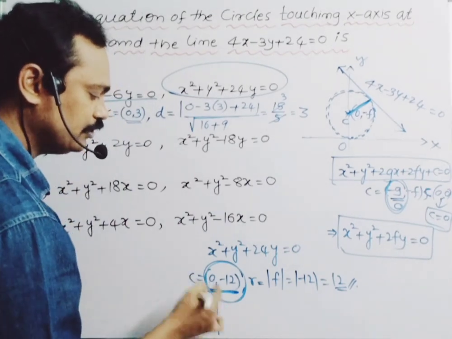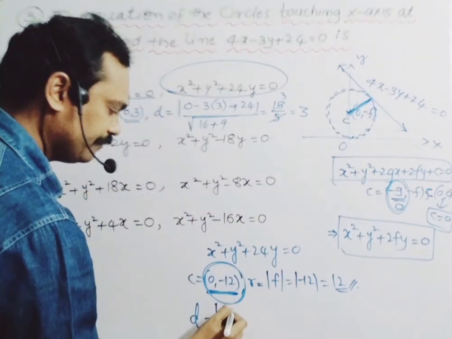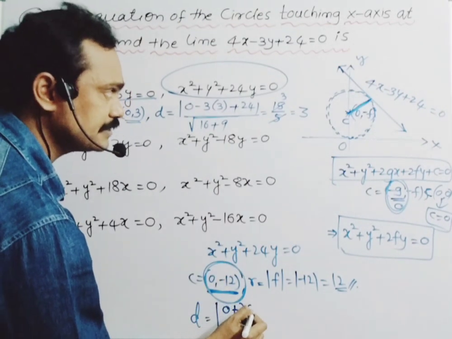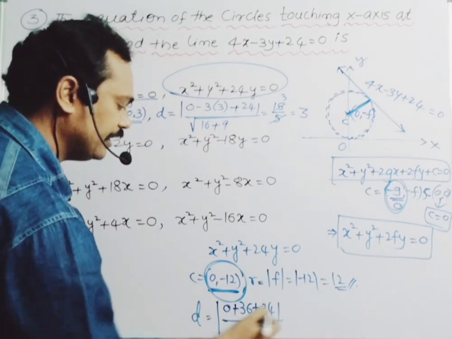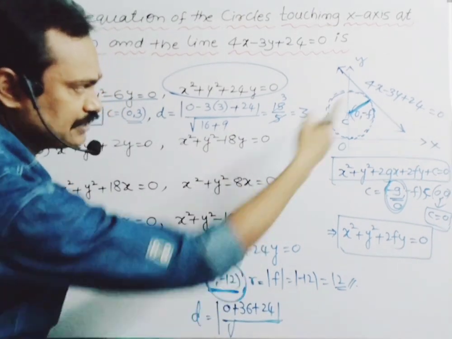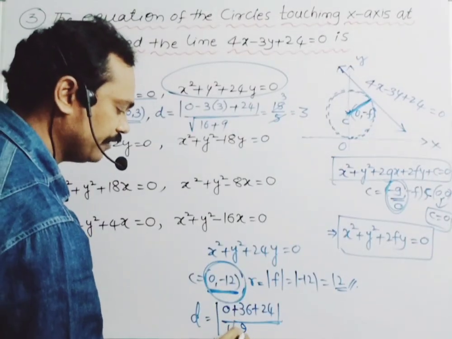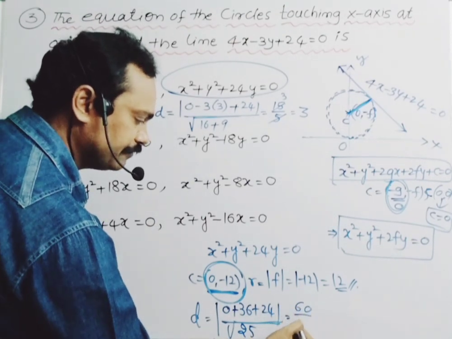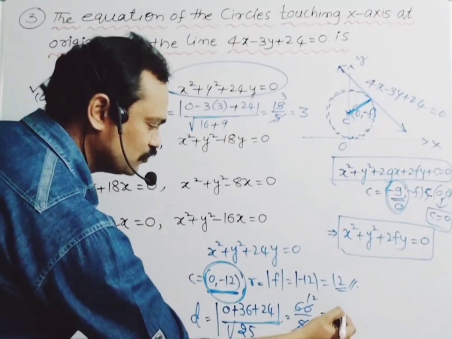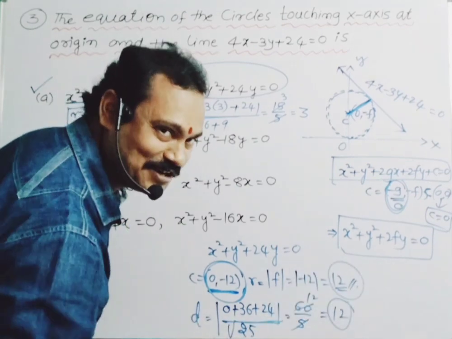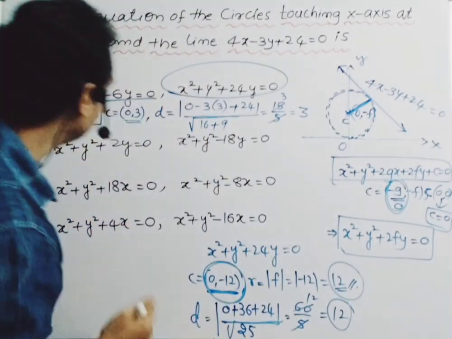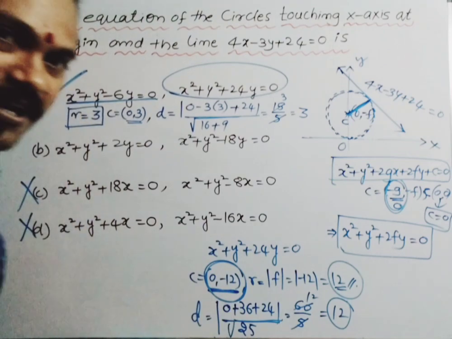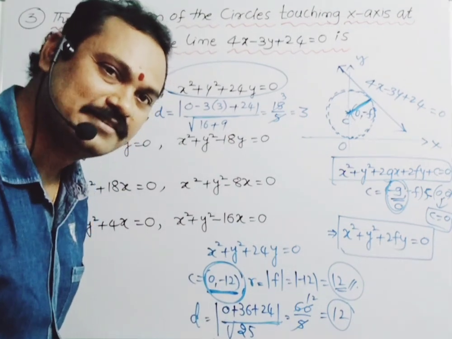Chalo. 4 into 0, 0, minus 3y, minus 3 into minus 12, 36, plus 24, divided by root over x coefficient square plus y coefficient square. How much? 25. What else? 60 by 5. 5 12s are 60, that is 12. Got it, no? Is it clear, all of you? Right. The first option is the right choice. Is it clear, all of you? Okay, that's nice.